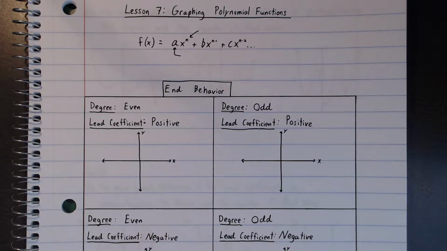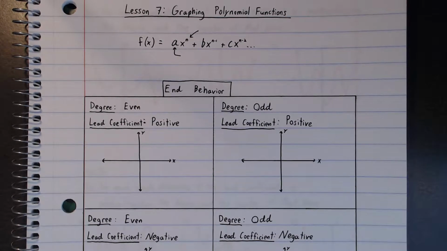Welcome to lesson number 7 of Unit 2. This is on graphing polynomial functions. This lesson has been a nightmare for me in the past. Hopefully, I will make this as clear and easy for you to understand as I can.